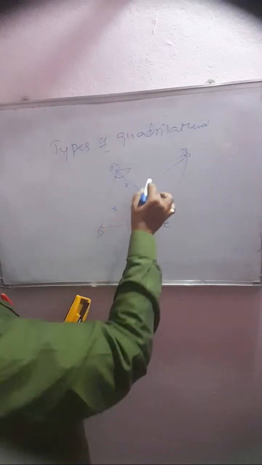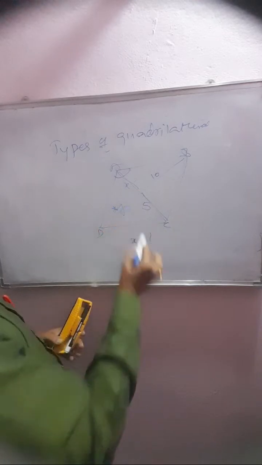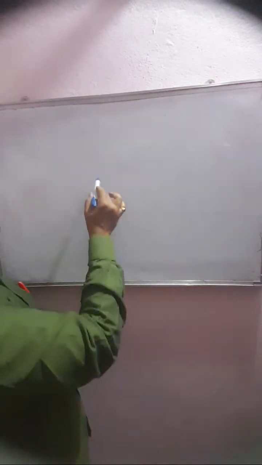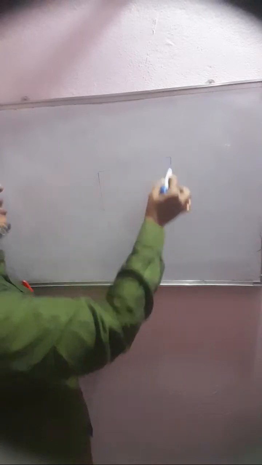And suppose it is x and it is 10, and this one is y. Then y is equal to 10. So diagonals bisect each other. Opposite angles are equal. Adjacent angles are supplementary. That is called parallelogram. After parallelogram, we will learn about rectangle.